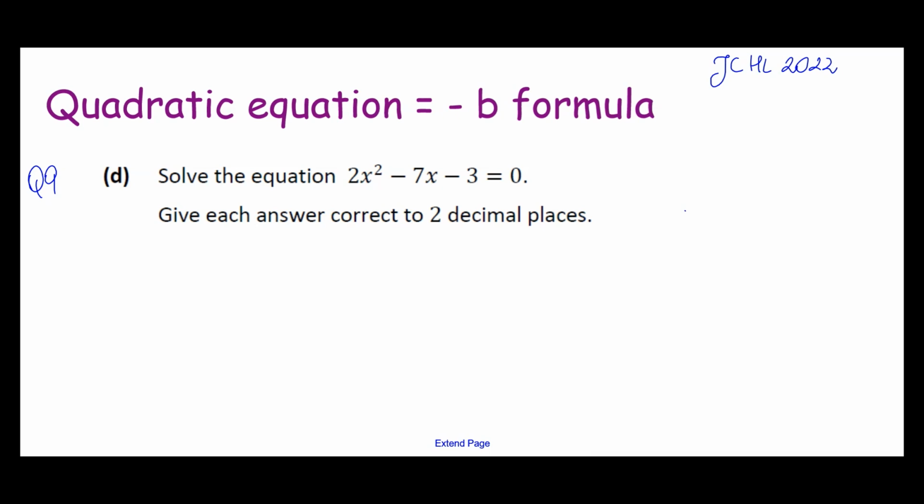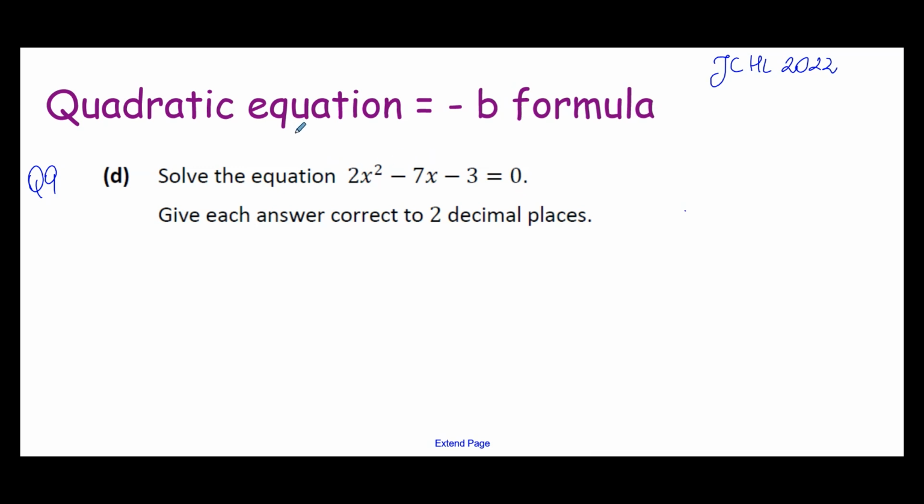One of the things that you're going to be using a lot in 5th and 6th year will be the minus b formula for quadratic equations. And we start to learn that in our junior cert. So again, very important. So here we have to solve the equation.